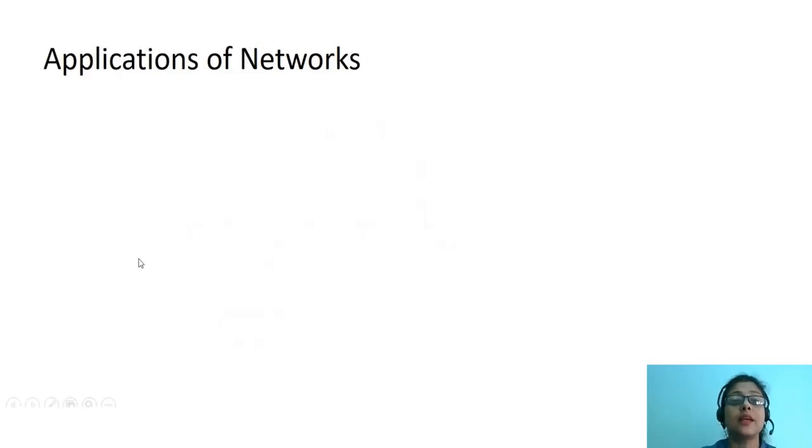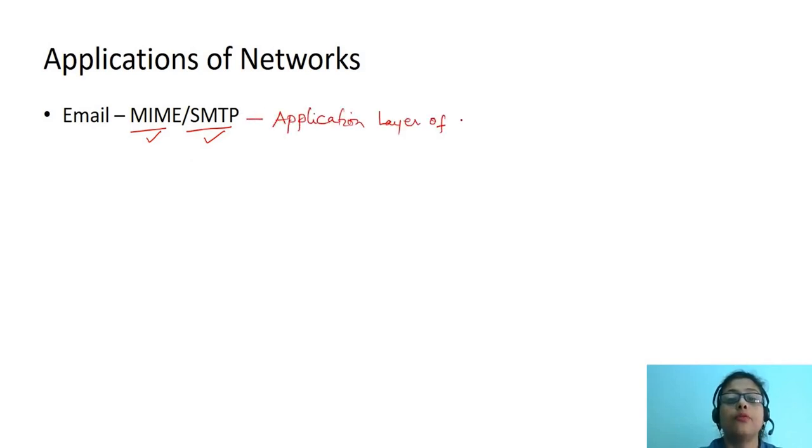Let us now understand the various applications of networks. Email, or MIME and SMTP. These are the two protocols which are used for emails. These are the application layer protocols of the OSI model. Basically, these are a set of rules that are to be followed by the sender and the receiver of email.